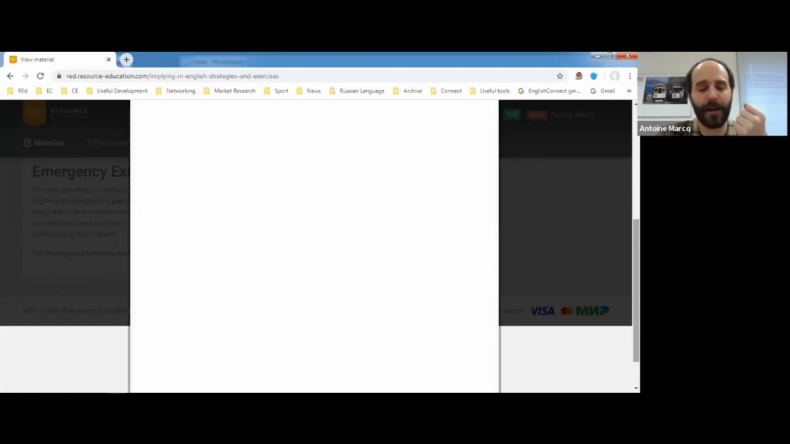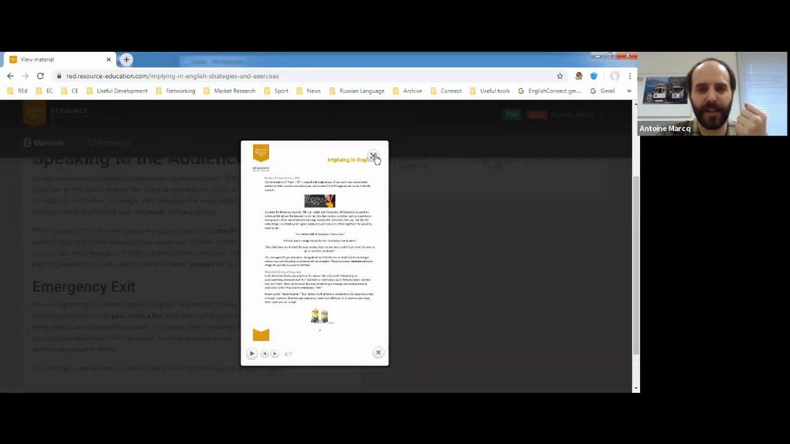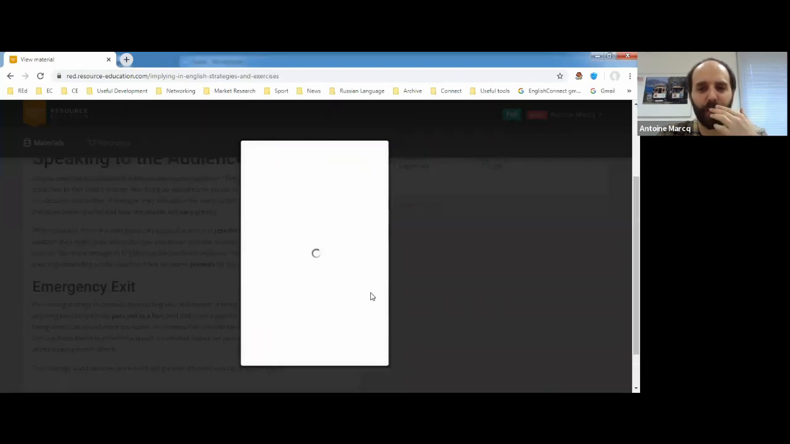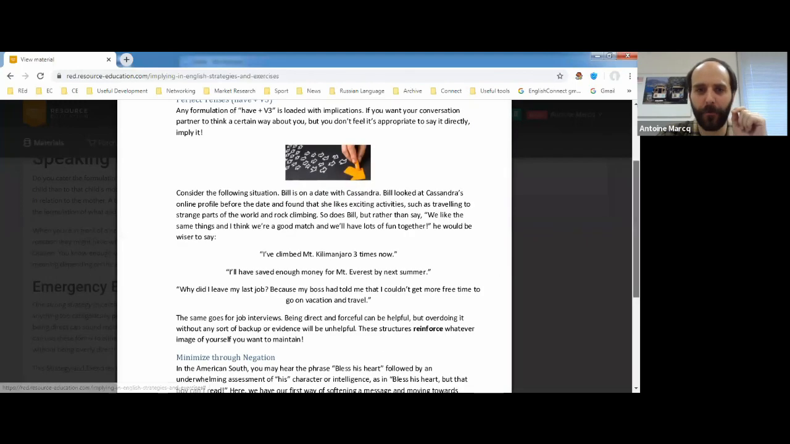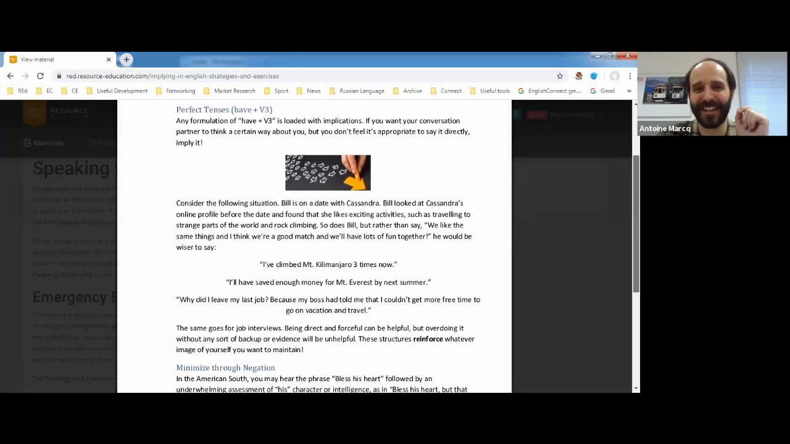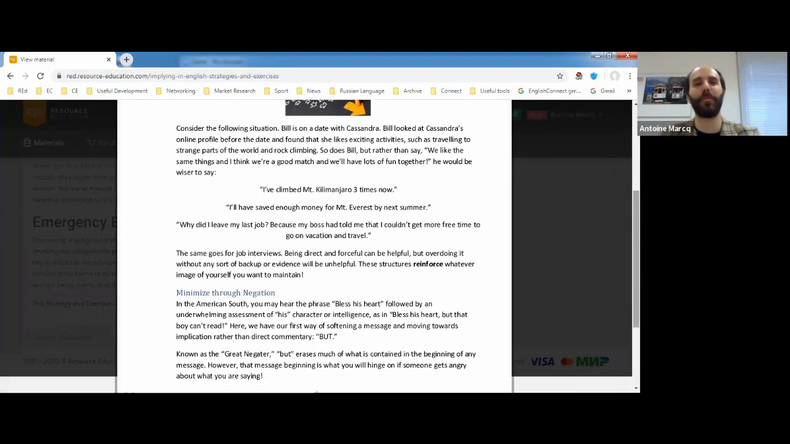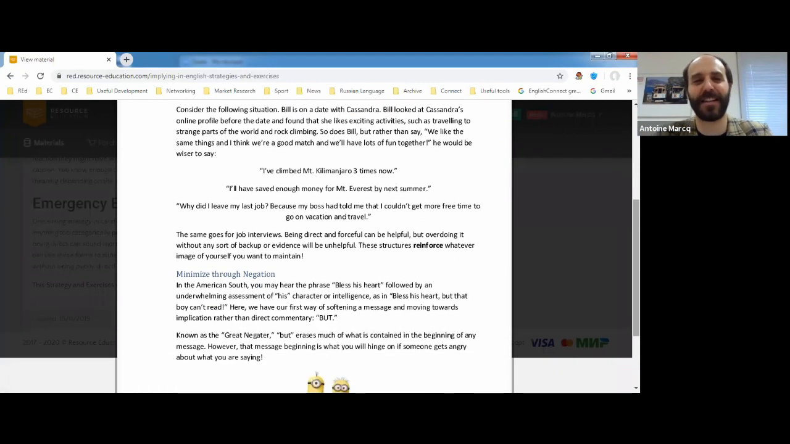Another way to imply, another strategy, second page. There we go. Present perfect, perfect tenses. Actually, I said present, but all perfect tenses imply. It can be future, it can be past perfect. Any formulation of have plus V3 is loaded with implications. If you want your conversation partner to think a certain way about you, but you don't feel it's appropriate to say directly, imply it. So for example, I like this example.